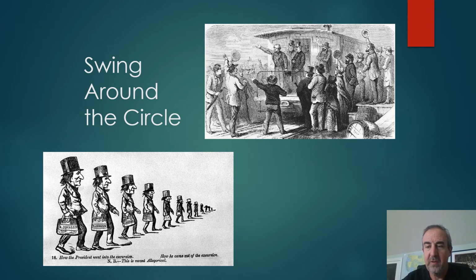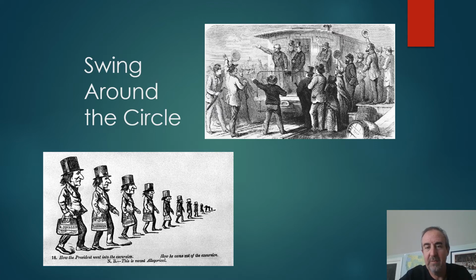When I last left off, we were talking about the end of presidential reconstruction. Presidential reconstruction ends when Andrew Johnson, the Democratic president, decides to have a showdown with Congress, and he loses that showdown. He campaigns for Democratic or at least anti-Republican candidates in the 1866 congressional election in this famous swing around the circle. The swing around the circle is a disaster.